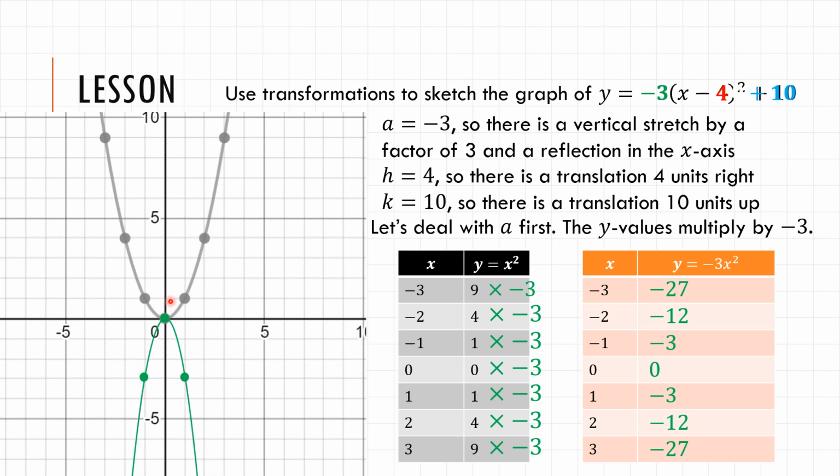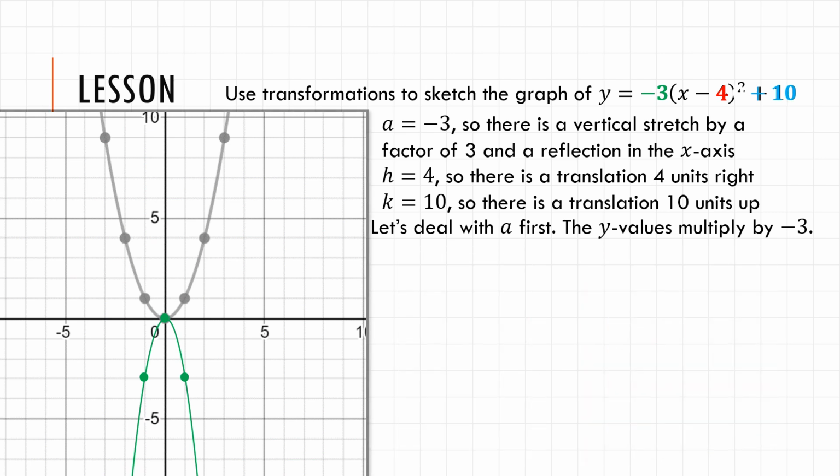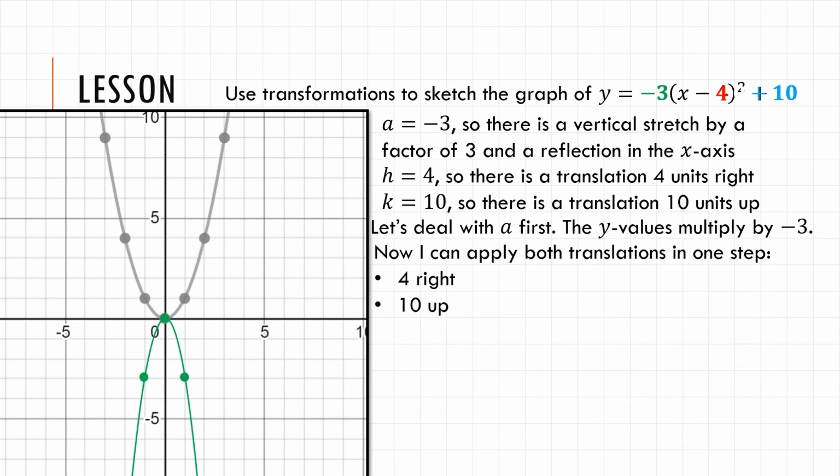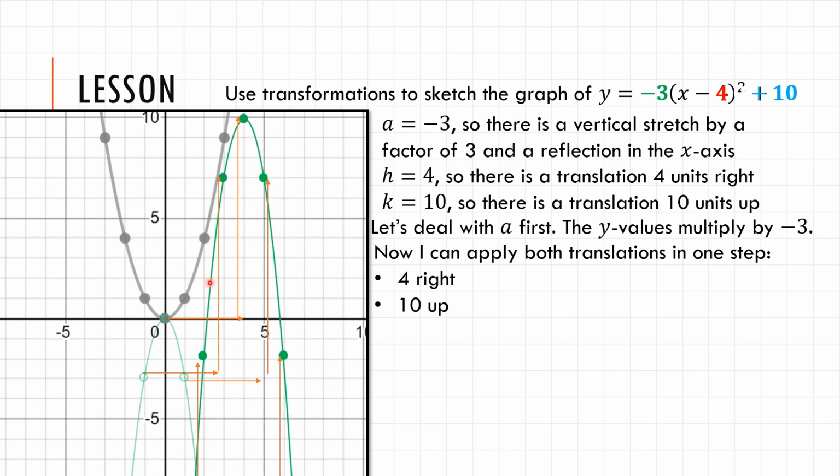So I'll first sketch out my quadratic with only a applied. And then I'll just look at every single point, and I'll apply h and k at the same time. So every point will go 4 units to the right, 10 units up. 4 units to the right, 10 units up. 4 units to the right, 10 units up.